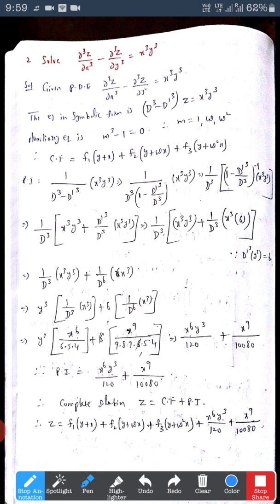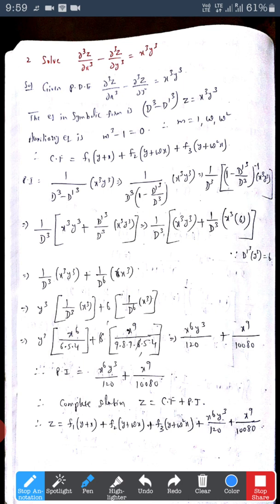This is the complementary function, and PI is given by 1 by f of d into, here also we are taking d cube as common. Because these two powers are equal, we are taking d cube as common. So 1 by 1 minus d dash cube by d cube into x cube y cube. So we are expanding this, 1 minus d dash cube by d cube whole inverse in ascending powers of x. After expanding, we are multiplying with x cube y cube. This becomes x cube y cube plus d dash cube by d cube.